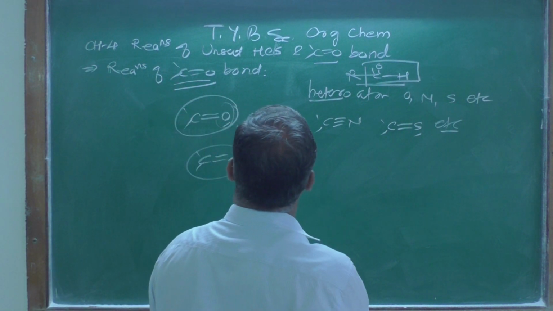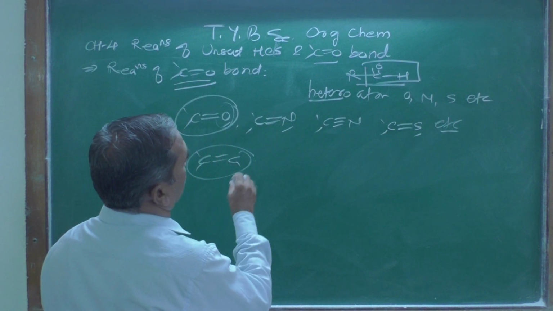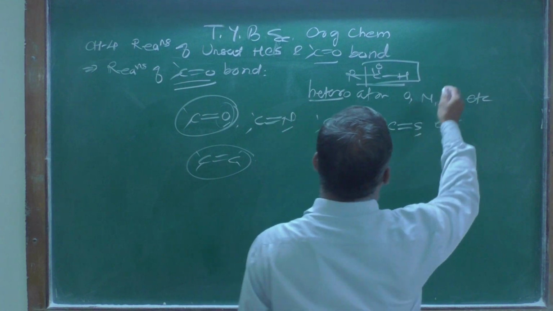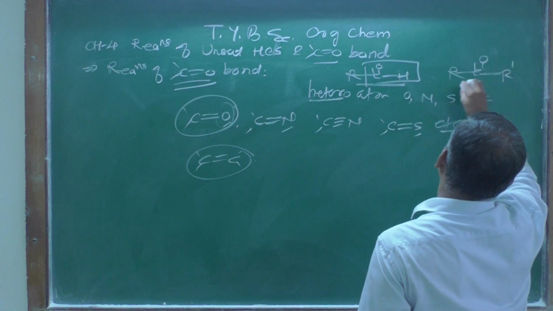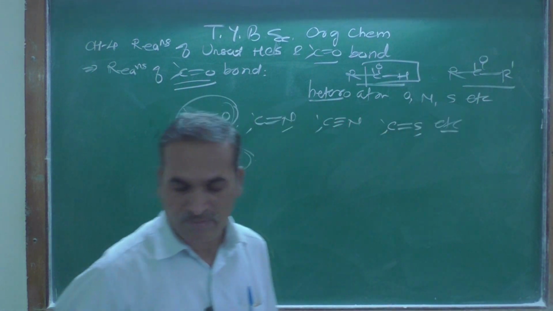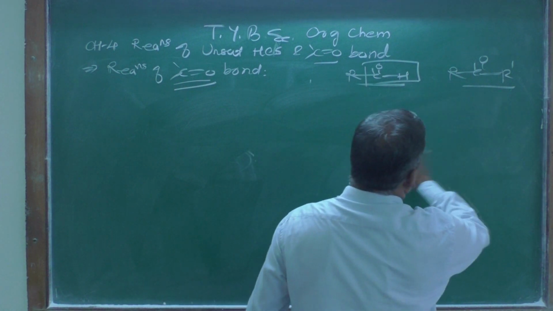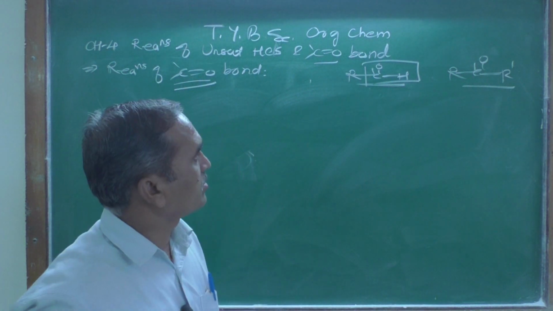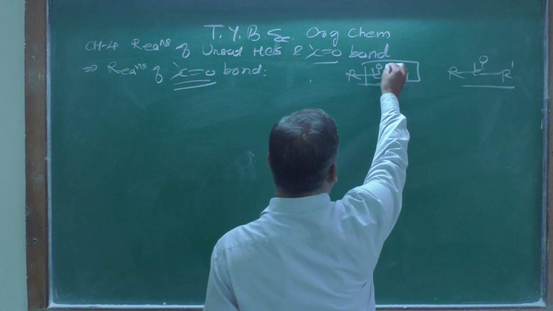Ketone, the organic compound, has the general formula RC double bond O R dash. This is the general formula of a ketone. This is the aldehyde and this is a ketone, right? What is the common thing they are showing here? There is a carbonyl group, right?